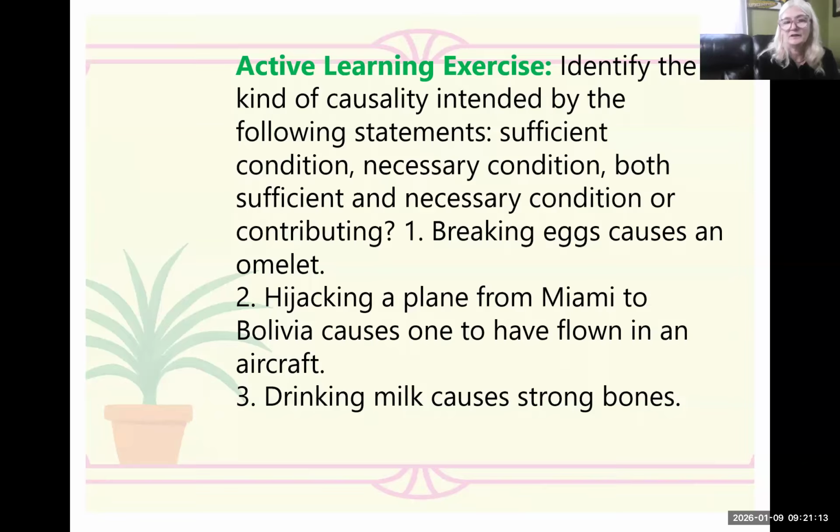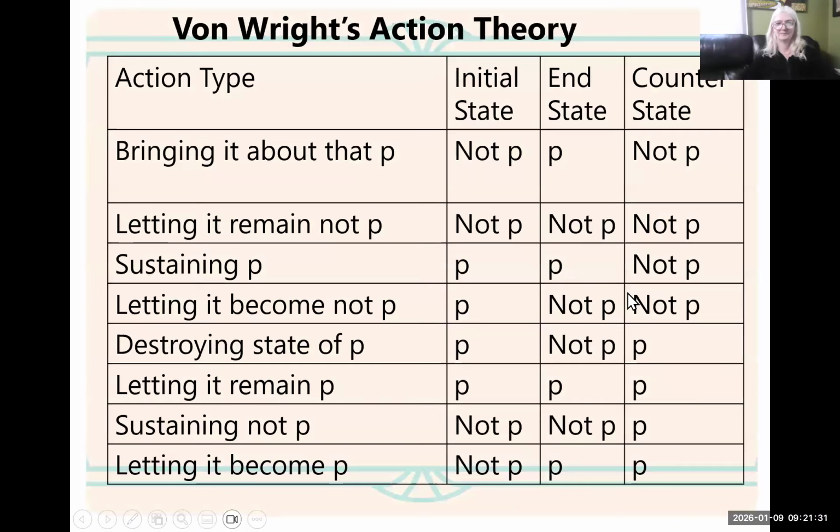Hijacking a plane from Miami to Bolivia causes one to have flown in an aircraft. Finally, drinking milk causes strong bones. Okay.